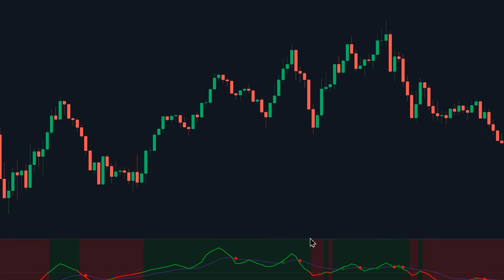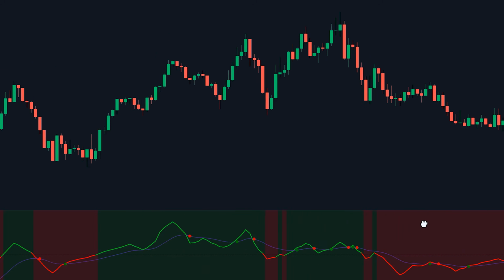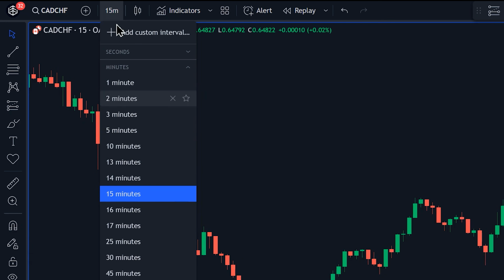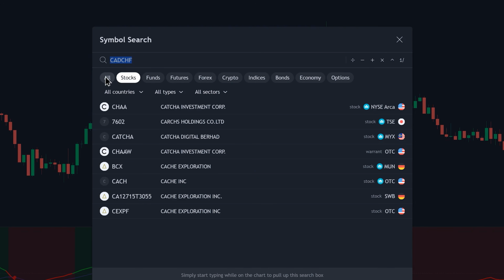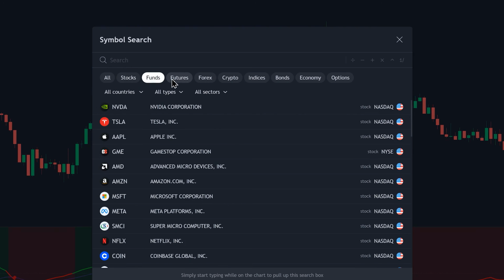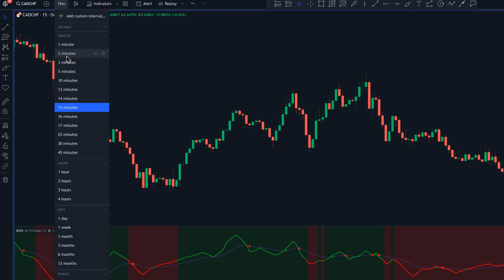For those of you who are going to ask about the time frame that I'm using as well as the trading security, well, as you can see here, it's the 15-minute time frame of CAD-CHF. But you're not going to be limited to this. You can actually try out this indicator on different trading securities as well as on different time frames.